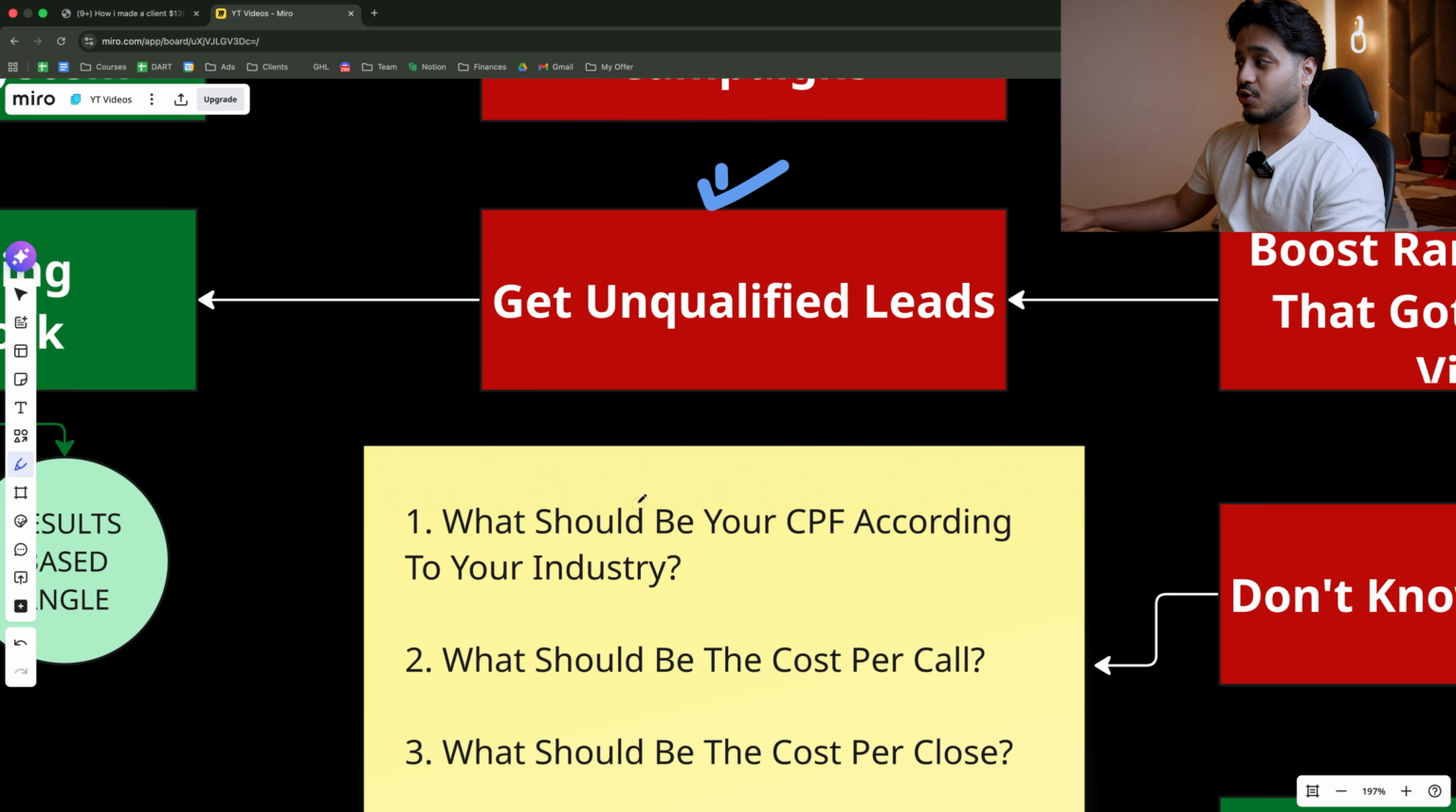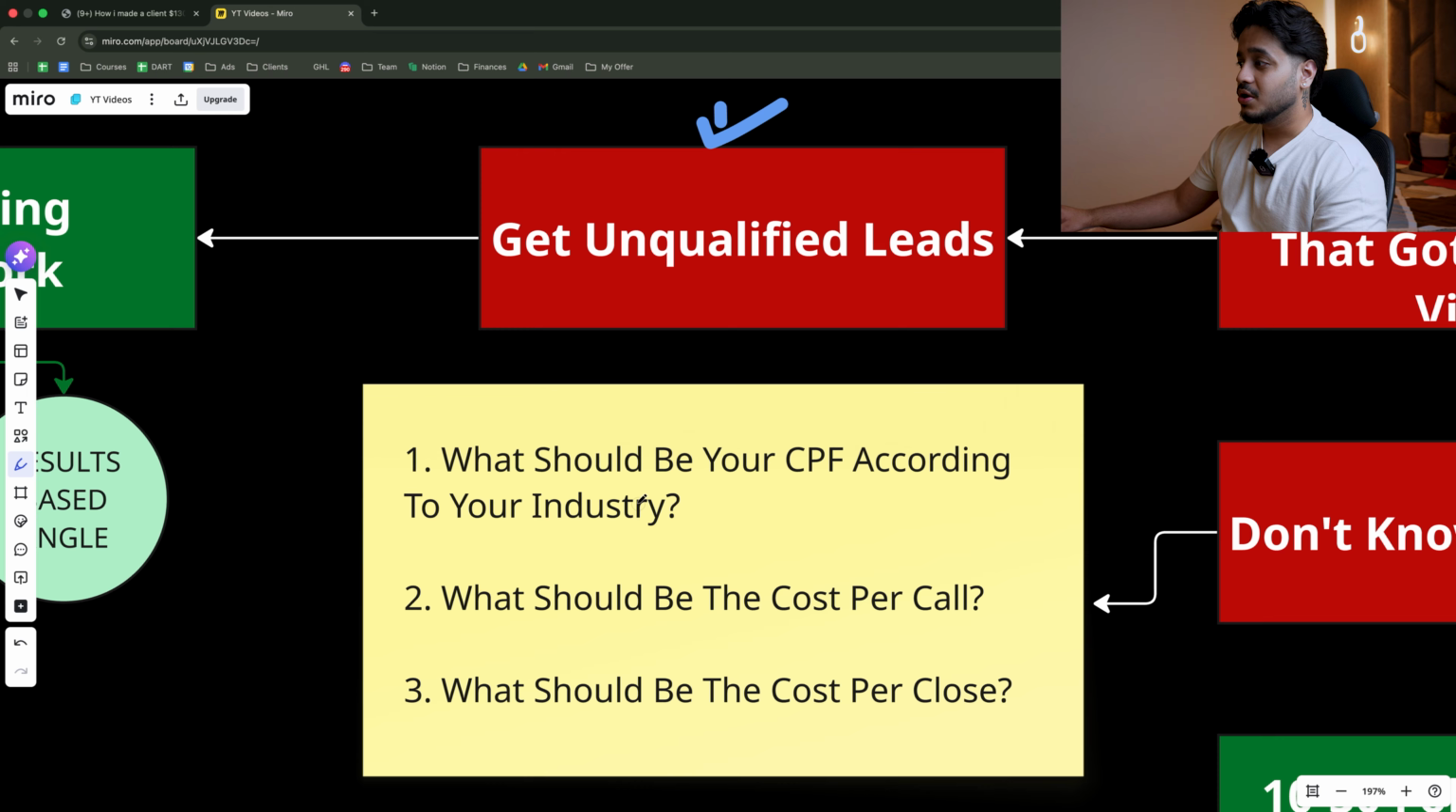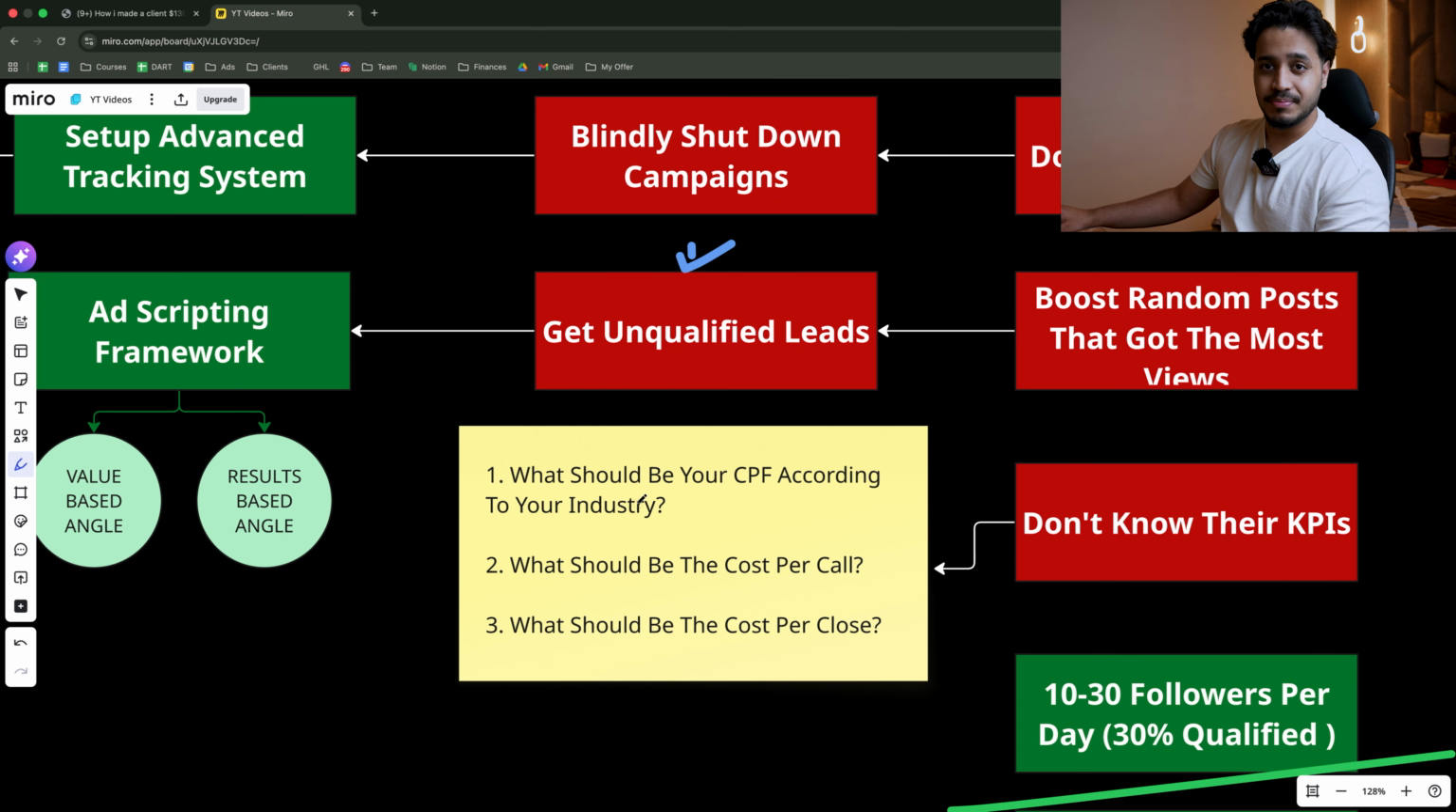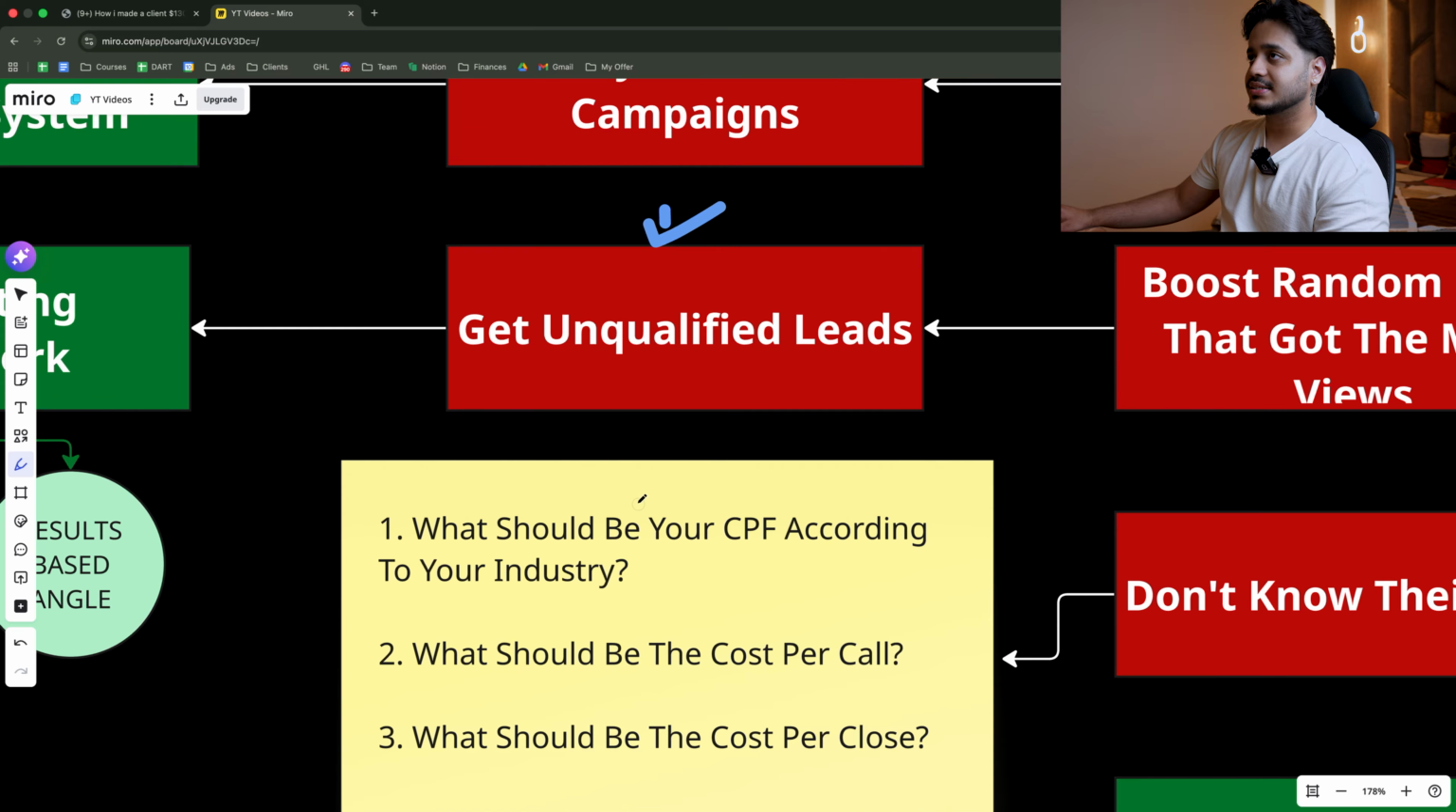So what should be your cost per follower according to your industry? What should be the cost per call? What should be your cost per close? If you don't know these numbers, you're basically not going to understand which cost is higher and which is lower. How would you even know if my cost per follower is, let's say, $5, it's high? How will you know that if you don't know the industry averages, if you don't know your KPIs?